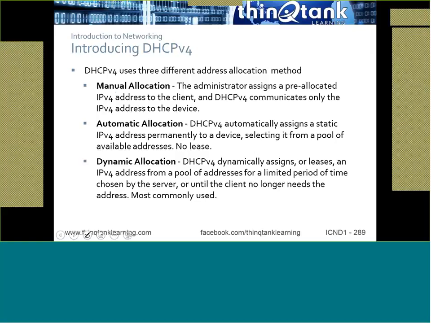Manual allocation still uses the DHCP process, but in manual allocation, what you're doing is you're going into your DHCP server scope and you're saying MAC address X always gets IP address Y. We see customers doing this a lot now with their servers.